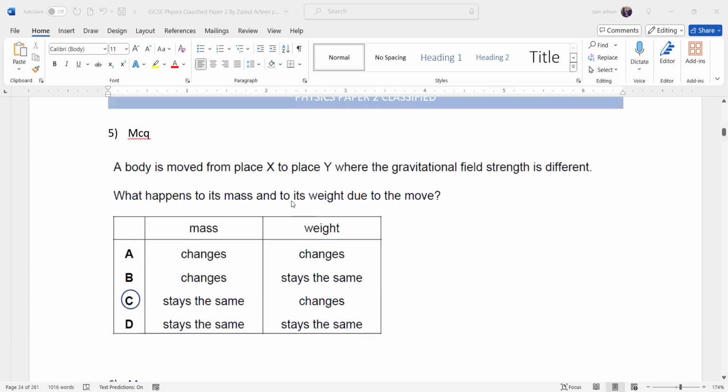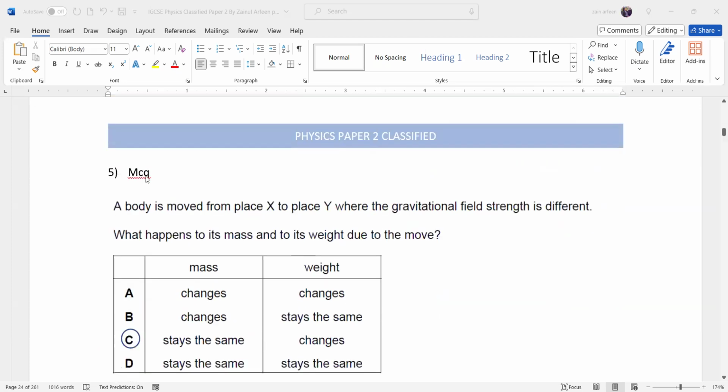In question 5, a body is moved from place X to place Y, where the gravitational field strength is different. For example, this is place X and we move to place Y, the value of g is different. It changes. What happened to the mass? As I mentioned, mass only changes if the amount of matter changes. So as the amount of matter does not change, the mass remains the same. But what about the weight? It depends on the gravity. As there is a change in the gravity, the weight will change. The mass stays the same, whereas the weight of an object changes.